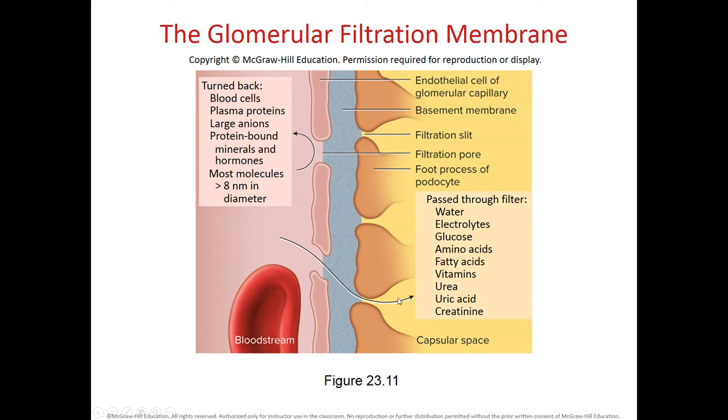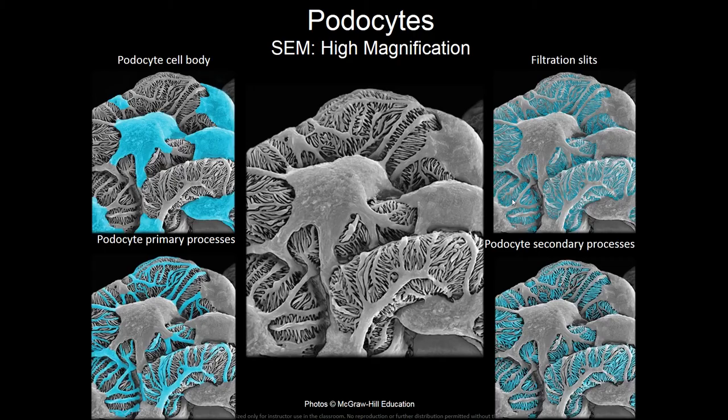Things that can pass through this filtration membrane: water, electrolytes, glucose, amino acids, fatty acids, vitamins, urea, uric acid, and creatinine. And then in here you have the capsular space. So this is a great magnification of this glomerular membrane, or filtration membrane. Inside these pedicels, we have the glomerulus, and this will be the filtration slits of these pedicels, and this is the body of the podocytes.